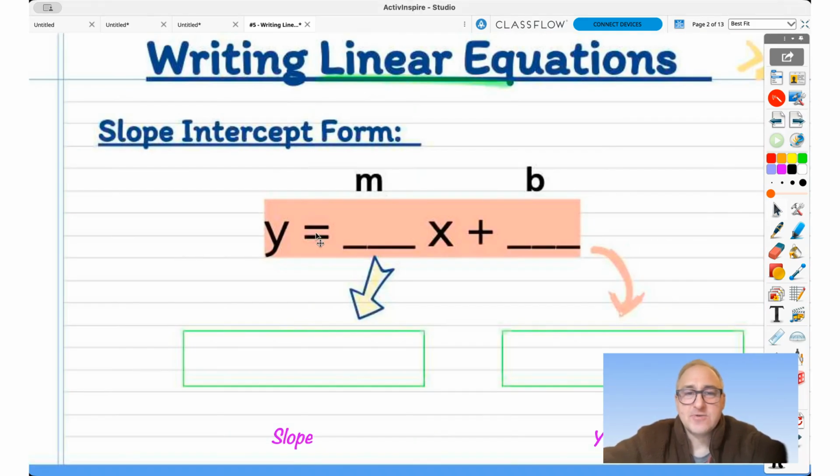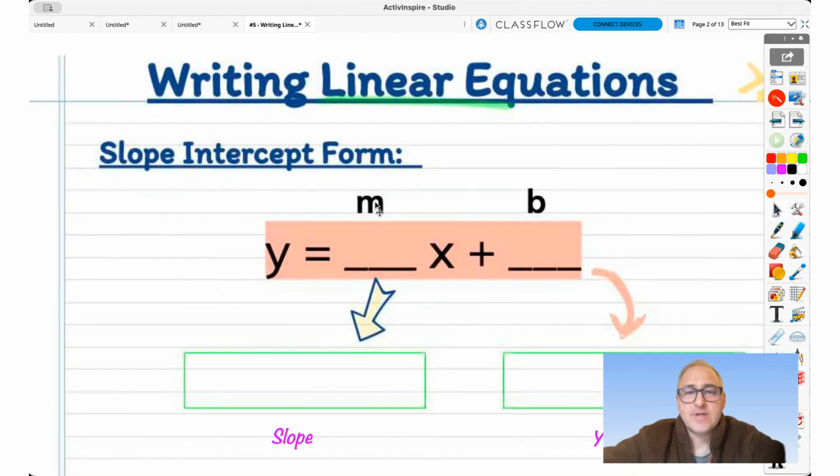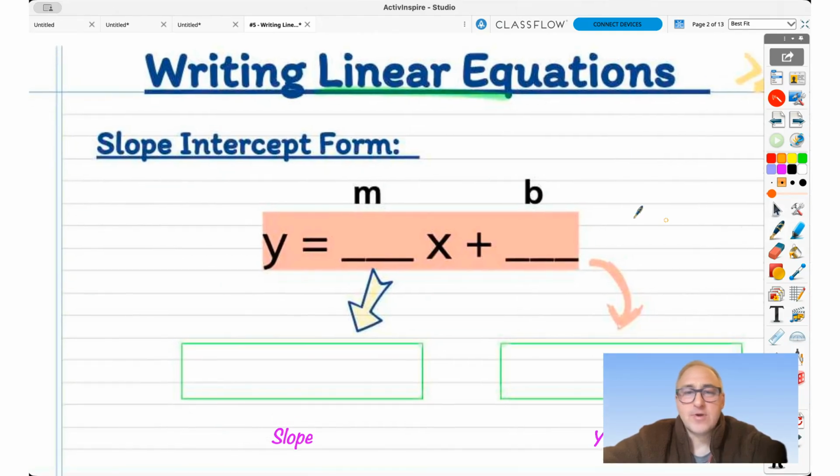All right, slide 2. Here's our formula. Y equals blank x plus b. I'm going to bring down our m. I'm going to bring down our x. So write an m here, or you can probably click and bring it down, and a b there. Do you remember what m stands for? That's right, slope.